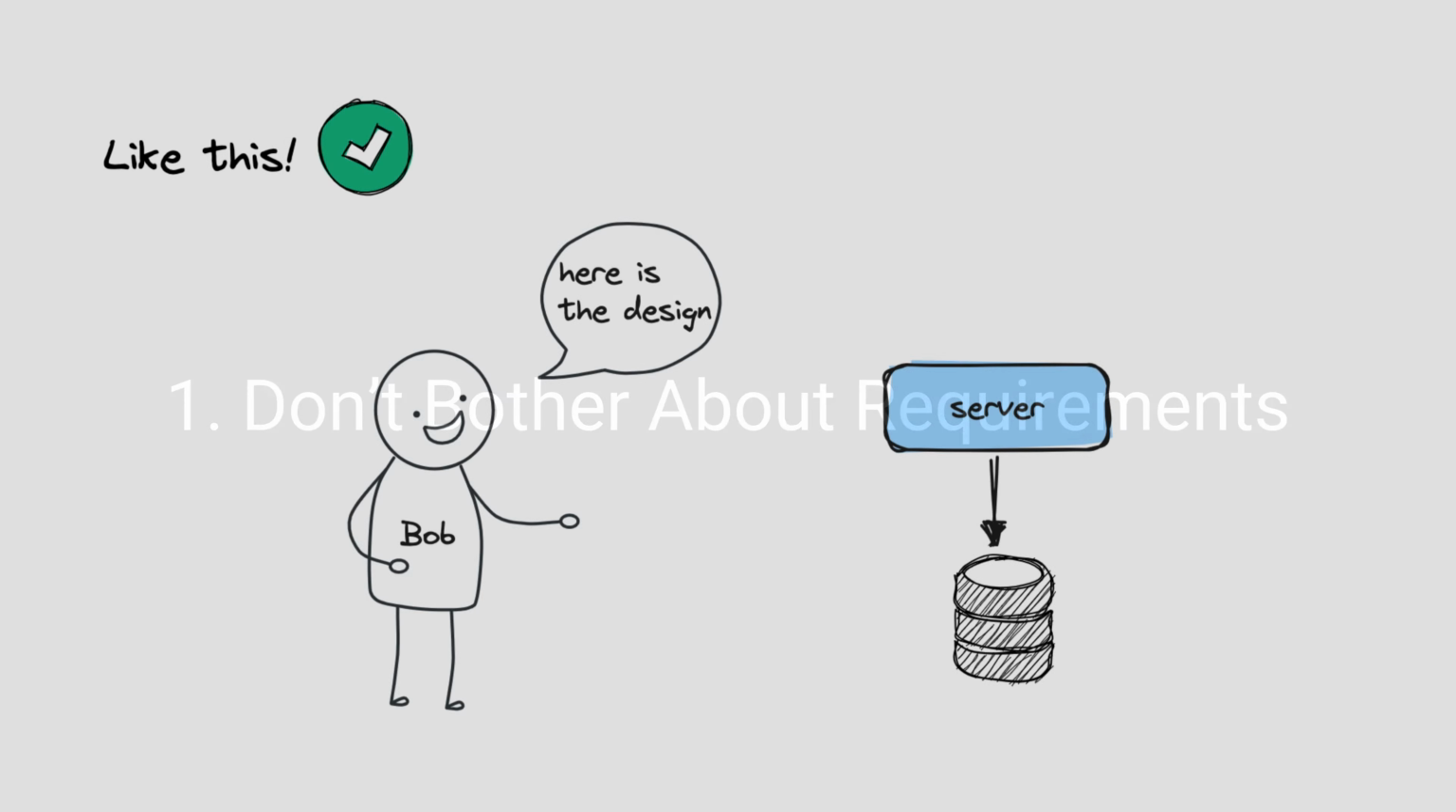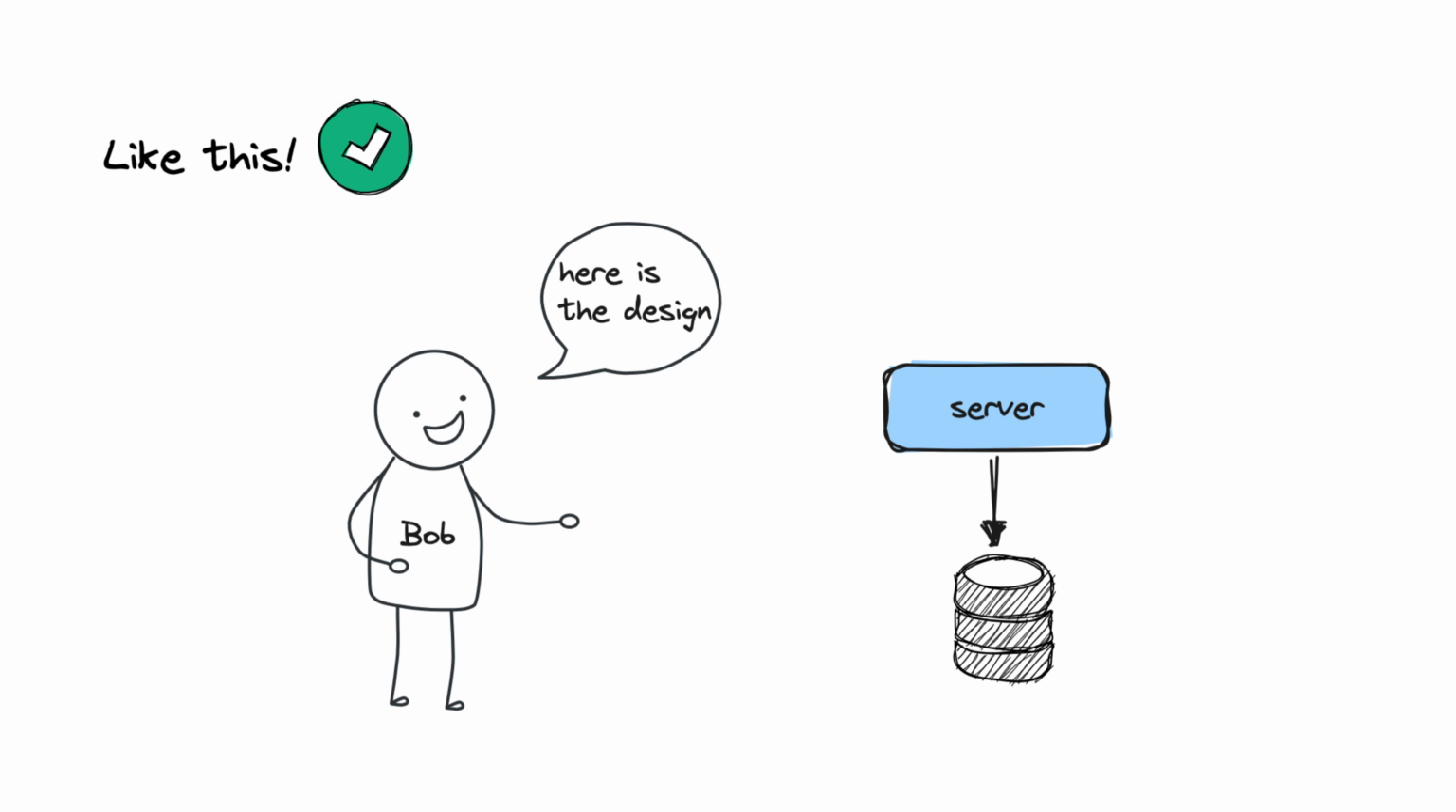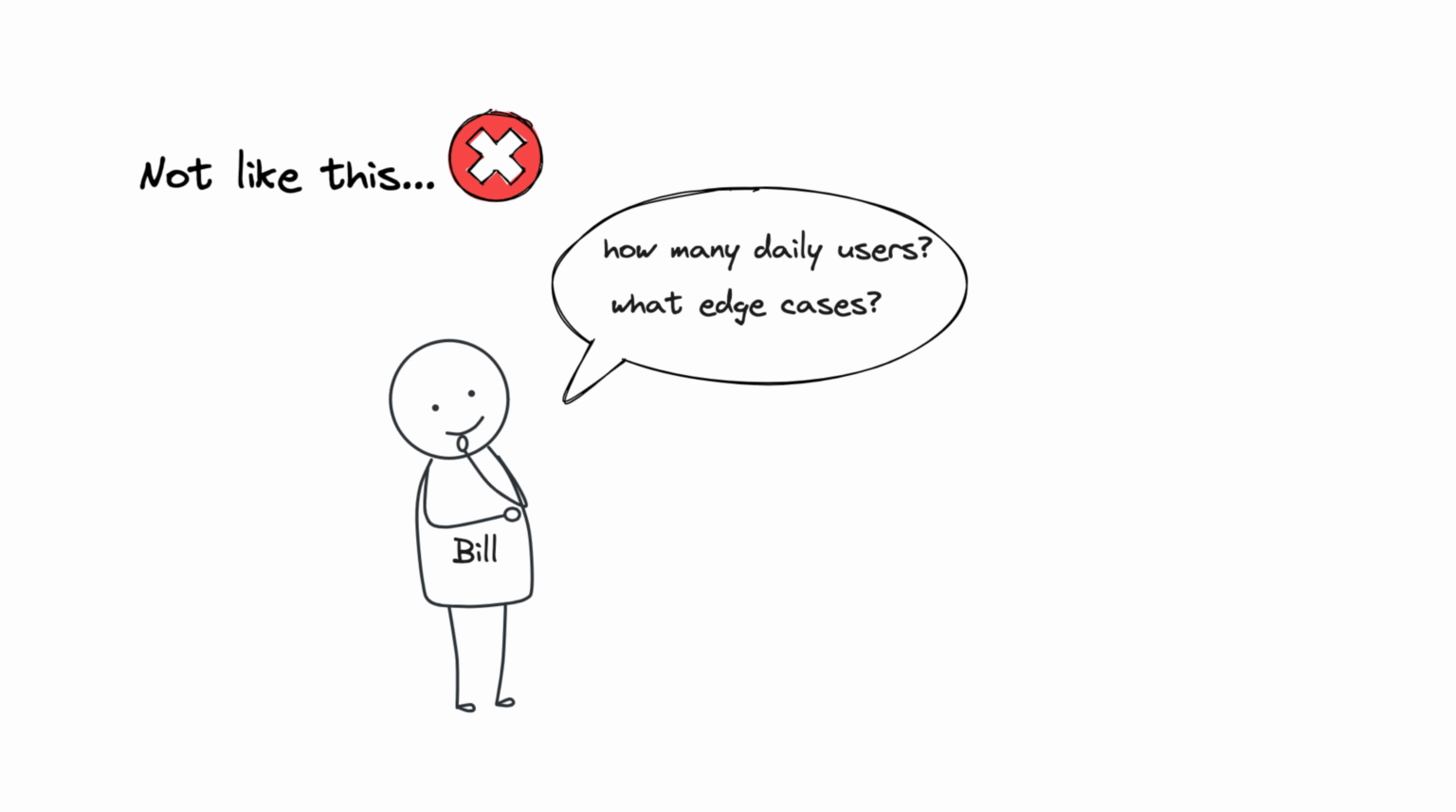Bob was the type of guy who answered every question right away, so he started the design without understanding the exact requirements, while Bill asked many counter questions and didn't start the design until he understood the requirements.